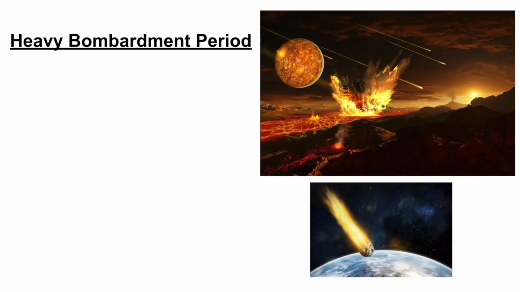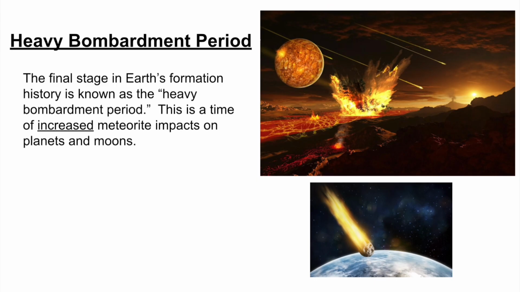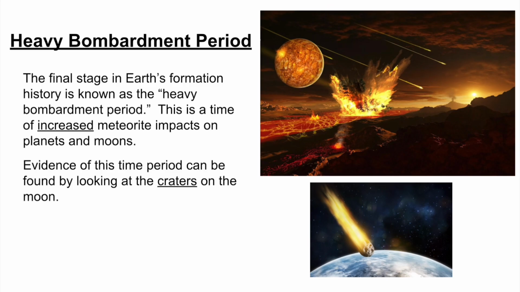Okay, and then our last topic is this sort of cataclysmic event, or this time period of Earth called heavy bombardment. So the very final stage in Earth's formation is called the heavy bombardment period. This is a time that, for whatever reason, we don't have a great understanding of why this happened. We have some ideas. There's lots of bits and pieces and debris moving about in the solar system at this time. But this is a period of increased meteorite impacts on planets and moons, especially with our terrestrial planets inside the frost line. Evidence of this time period can be found by looking at craters.